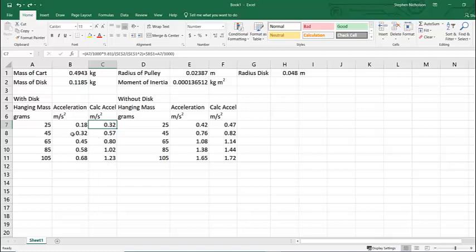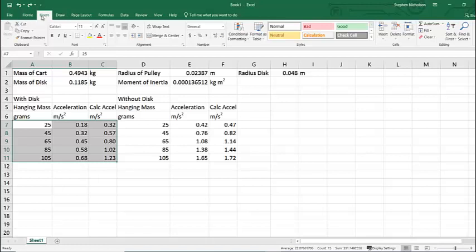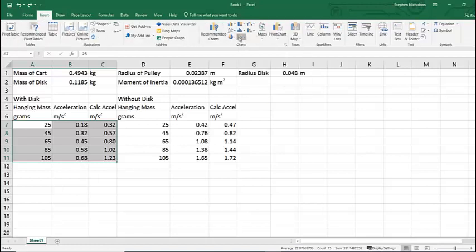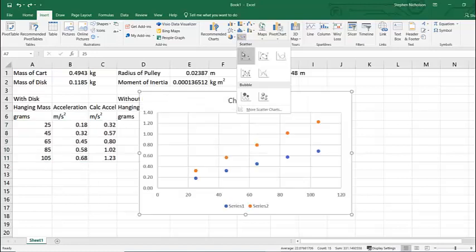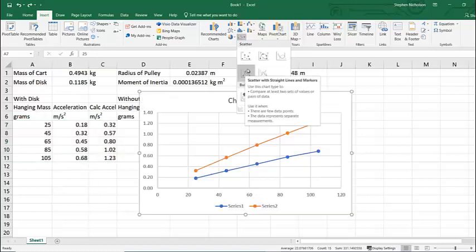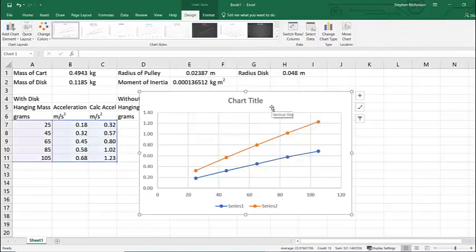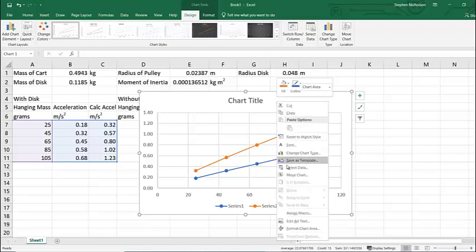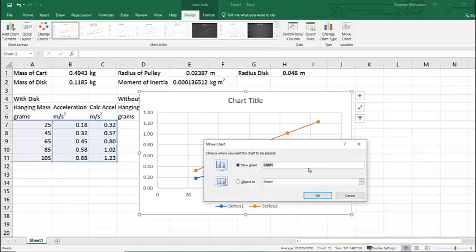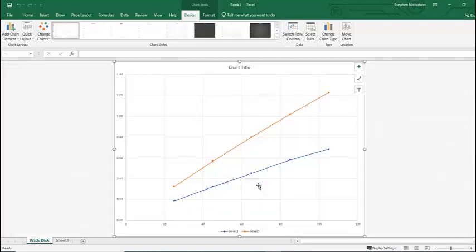We'll go ahead and plot these 2 graphs. I mean, you can see it visually here, but what we could do is we could highlight this first set and go to Insert, Chart. Let's go ahead and put lines between them. Let's use the second one here. Okay, so there we go. Let's move this to another tab. So right-click, move chart, new sheet. We'll call this with disk. Say OK.